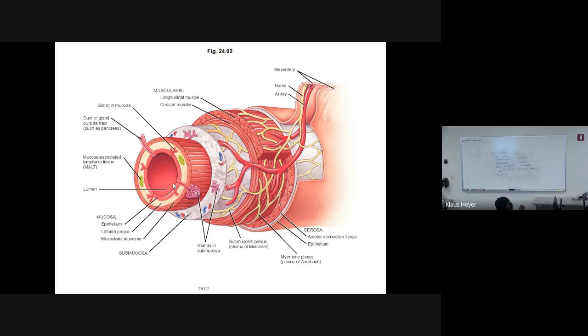That's what's going on. That third layer, the muscularis, is constricting.